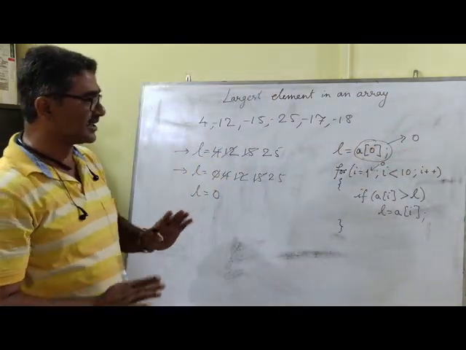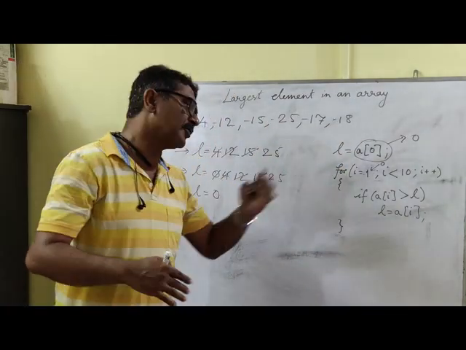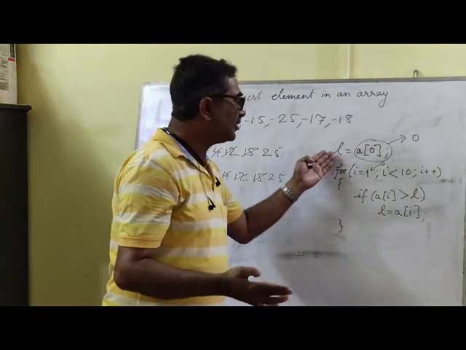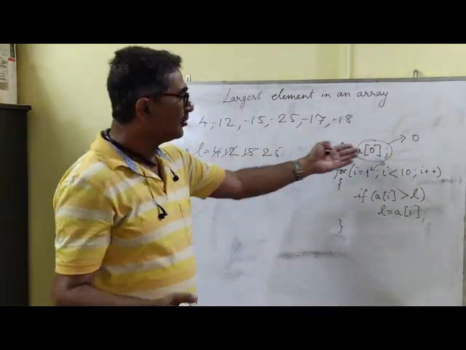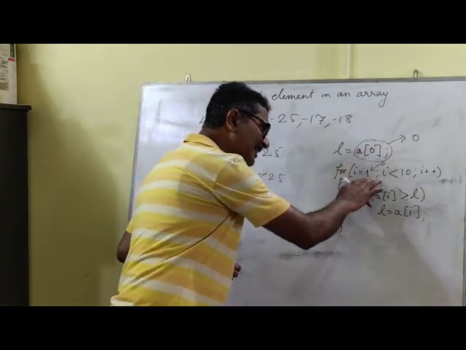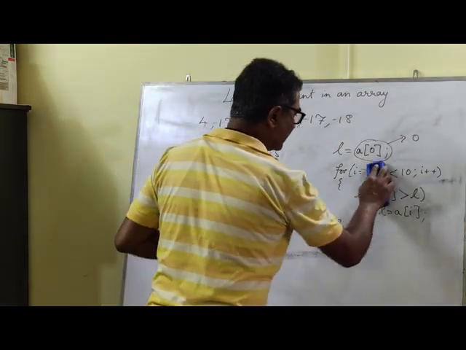Some of you make this mistake. Always take the first element in the array as the first number. Of course, we can modify it according to our requirement. Suppose there are people who don't want to use L equal to A of 0 and then write the entire for loop. They want to initialize the value of L inside the for loop only. So how do I do that? We can easily follow this technique.